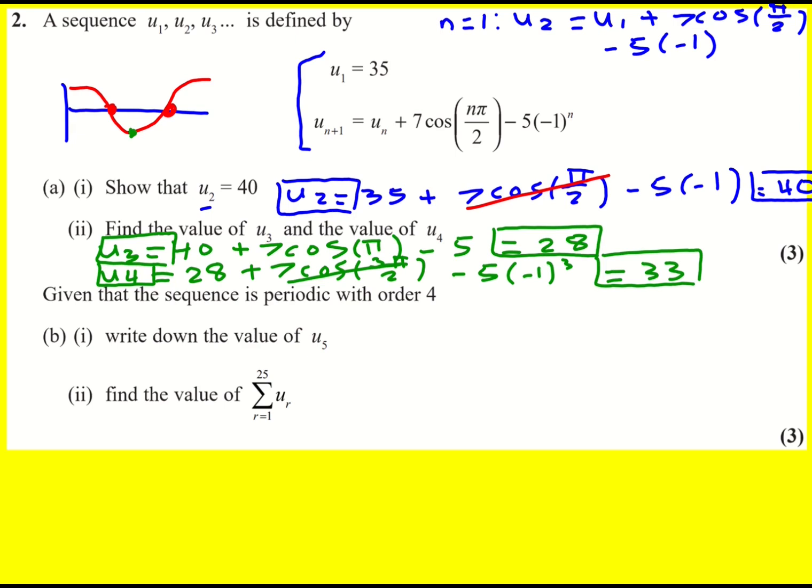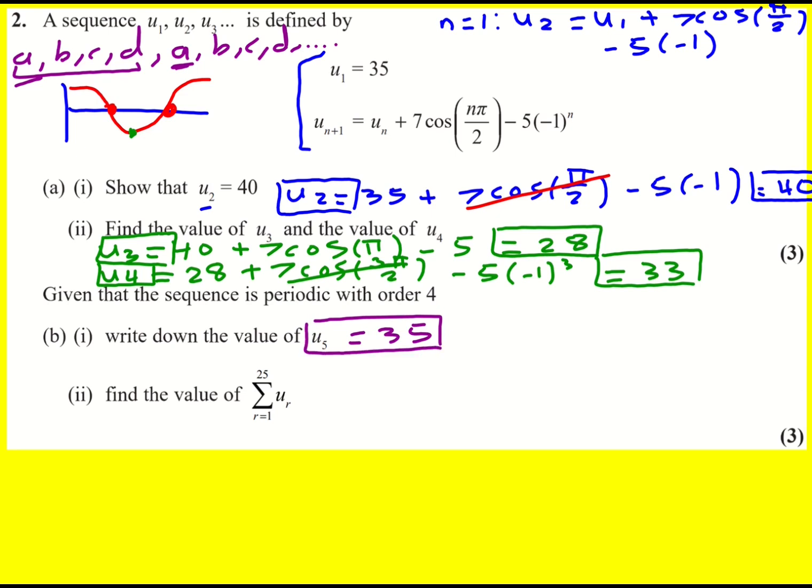Given that the sequence is periodic with order 4, write down the value of A5. So what this is saying is actually we've got 4 terms, and then it repeats. That's what we mean. Periodic with 4 terms, then the same 4 terms, and so on forever. Which means that u5 will be the same as u1. It's going to be 35.